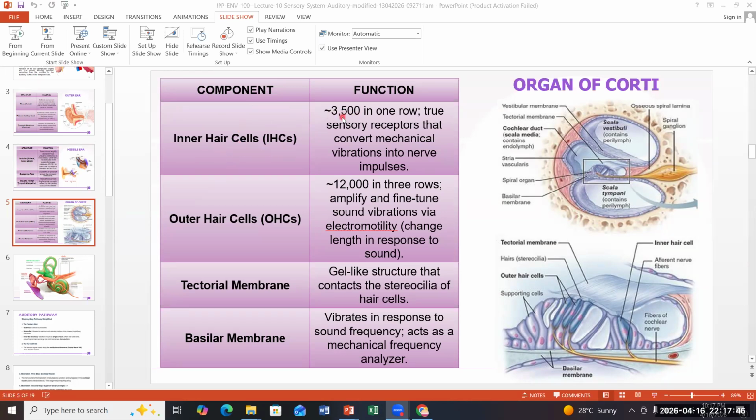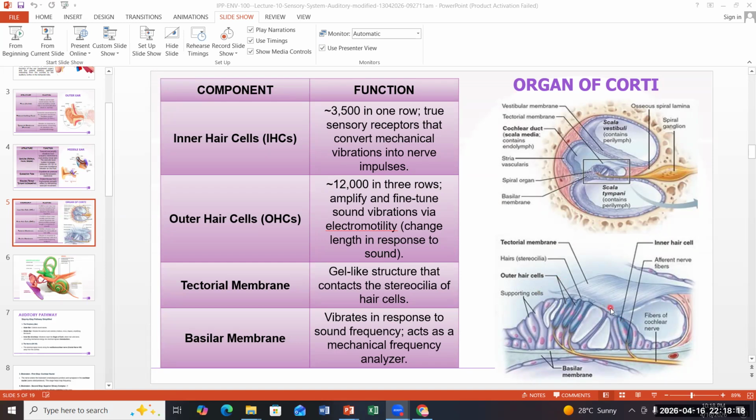These inner ear cells, there are 3,500 in a row, and they are actually the true sensory receptors which convert the mechanical vibrations, or the sound energy, into nerve impulses. This means electrical impulse is generated due to inner ear cells. If we focus on these complicated diagrams, you just need to understand that inside the inner ear there are inner ear cells. These are the inner ear cells, and these are the outer ear cells.